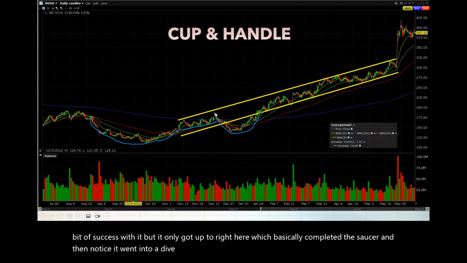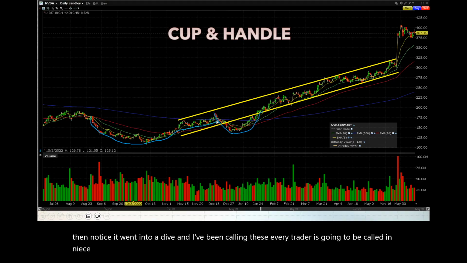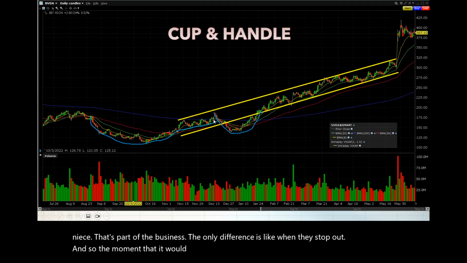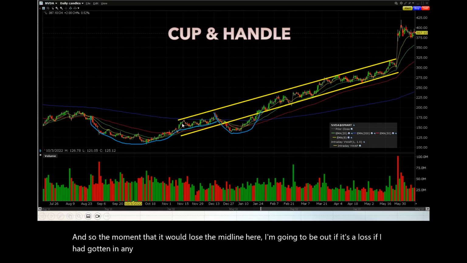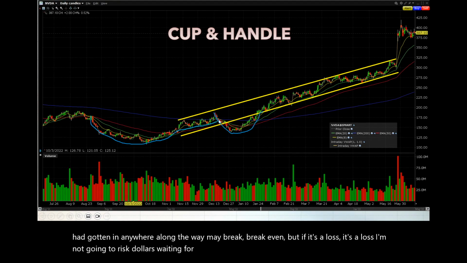I've been caught in these. Every trader is going to be caught in these. That's part of the business. The only difference is when to stop out. The moment it would lose the midline here, I'm going to be out. If it's a loss, it's a loss. If I had gotten in anywhere along the way, maybe break even. But I'm not going to risk dollars waiting for something to rematerialize that is now broken.